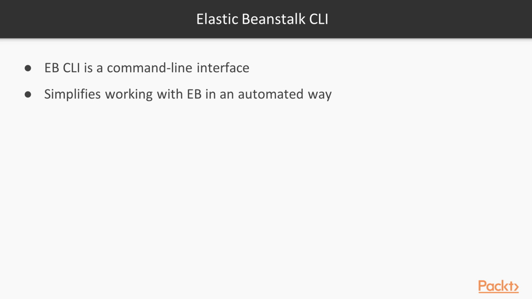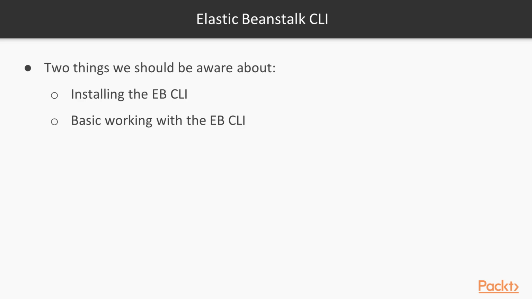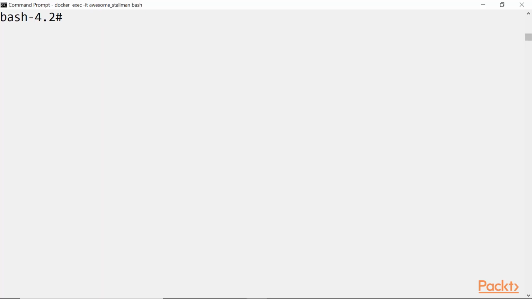So this is the main feature of this topic, and let's look into how we can install the EB CLI and understand how we can create basic environments with the EB CLI. So let's get started. I am in my Amazon Linux operating system.